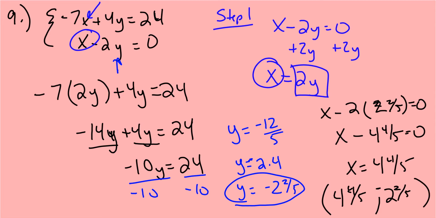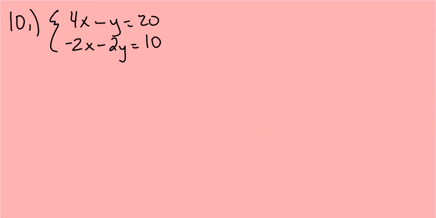And that's it for number 9. Alright, once again, number 10, I would use elimination if I was allowed to, but remember, the directions said that they want us to use substitution. So even though it's messy, I'm still going to pick the top x. So I'm going to get that x by itself.